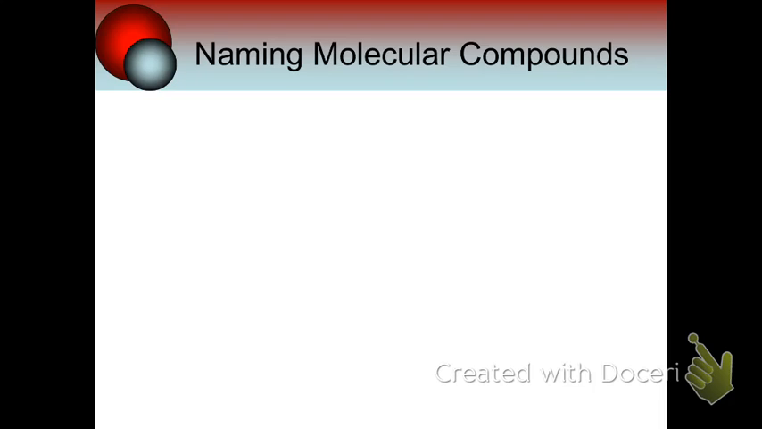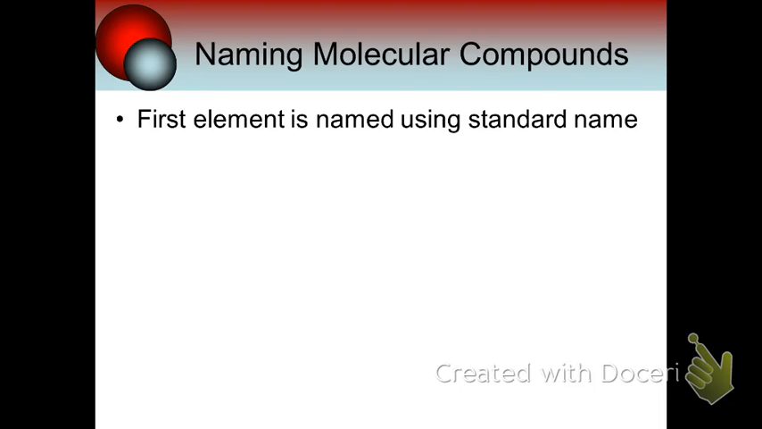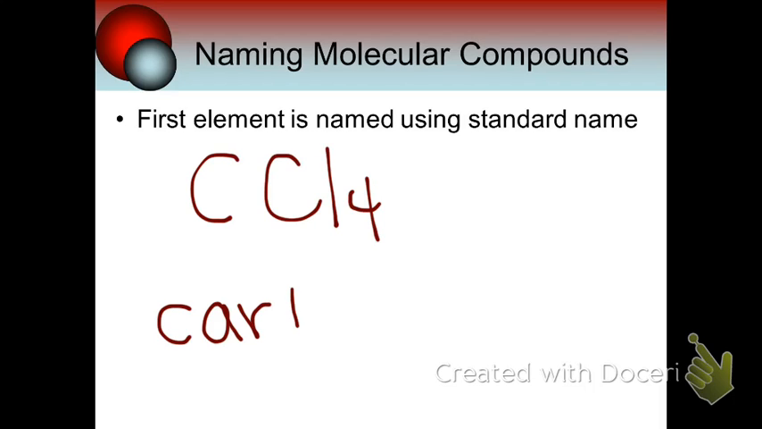Now, this is the part where I want to spend a little bit more time: naming molecular compounds. The first rule is that the first element is named using its standard name. I'll give an example. If you have CCl4, the first element uses the standard name. What would the standard name be for the first element? It'd just be carbon. Somehow this name is going to start with the word carbon.